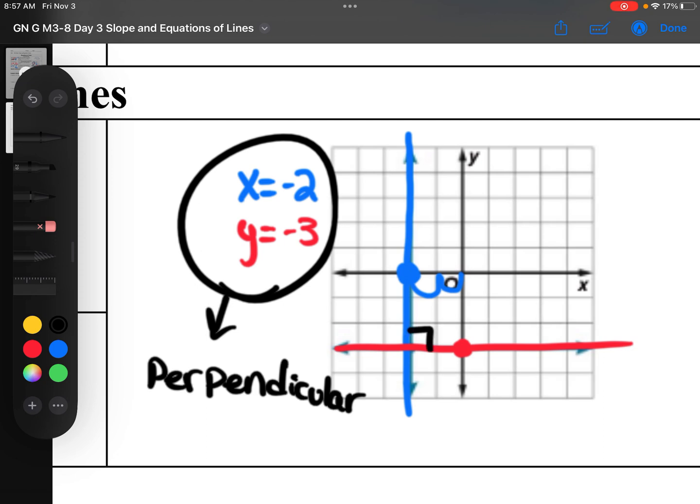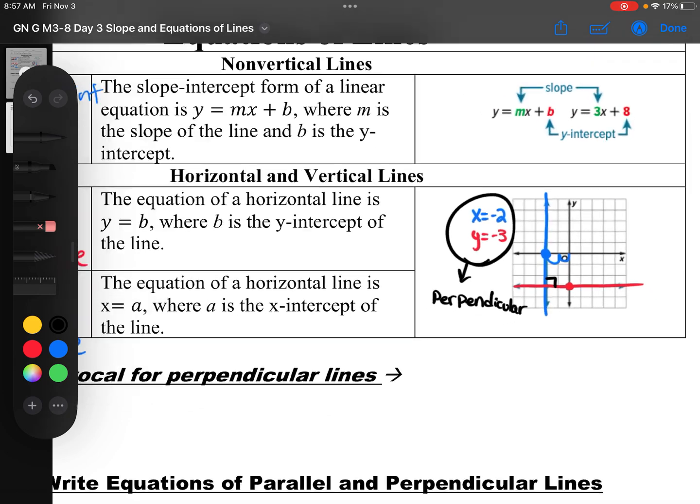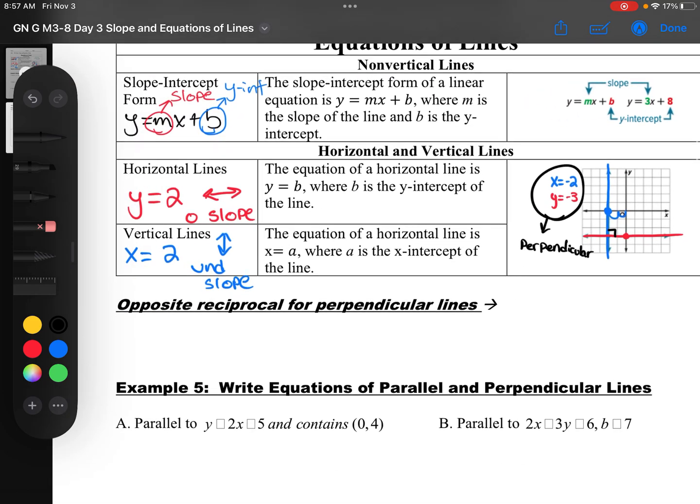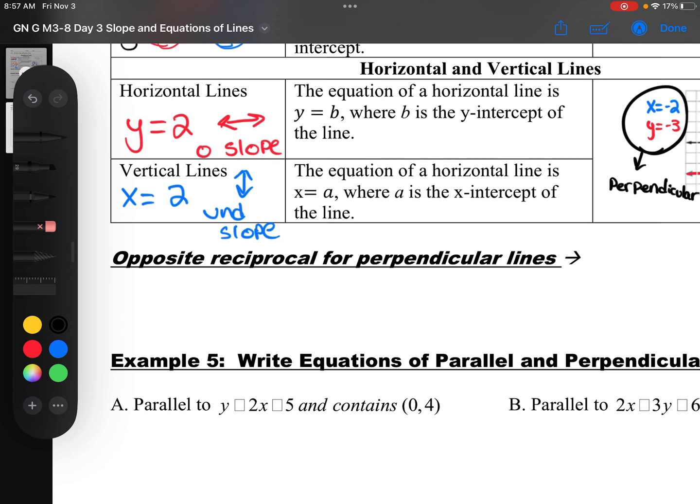Horizontal and vertical are opposites. So since they're opposite reciprocals, they are going to be perpendicular lines, okay, which form a 90-degree angle. Okay, so opposite reciprocal for perpendicular lines. Remember this, okay? So here's some examples. We're going to do example 1.